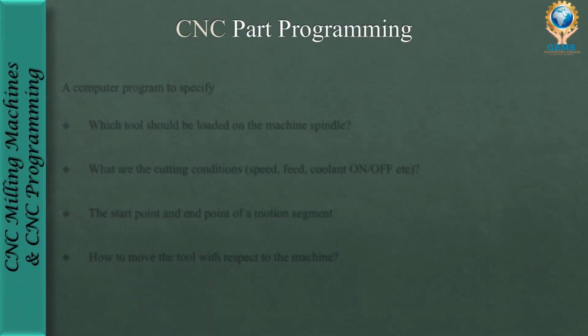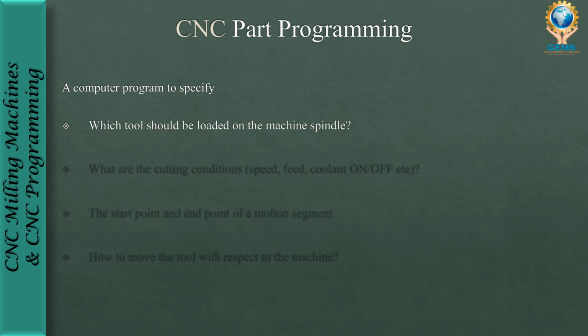Now let's come to CNC part programming. A computer program is used to specify the following functions. What is this program going to specify? The program is used to specify, first, which tool should be loaded on the machine spindle.